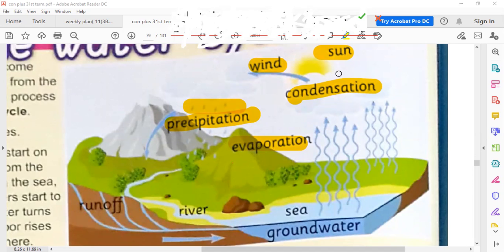The wind. Sir, I want a story. You want what? I love story. You love a story? Thank you very much.